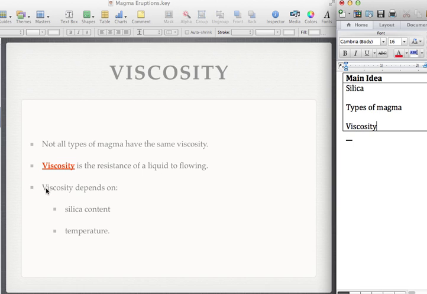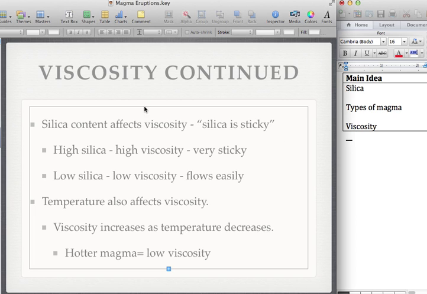So for magma, viscosity is going to depend on silica content and the temperature, so how much silica is in the magma, and also how hot the magma is. And so let's look at these two things. Silica content is going to affect our viscosity. And I like to say that silica is sticky. It's a good way to remember it.